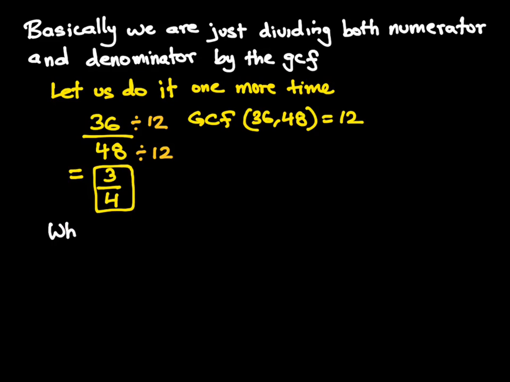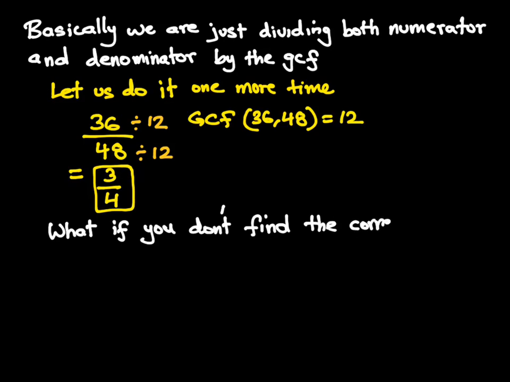Now what if you don't know how to find the GCF correctly? What happens then? I just wanted to show you the worst case scenario. What if you don't find the correct GCF, just by a small mistake? What do you do then? So if that happens, let's say I find the GCF incorrectly. Let's say I think the GCF of 36 and 48 is 6.